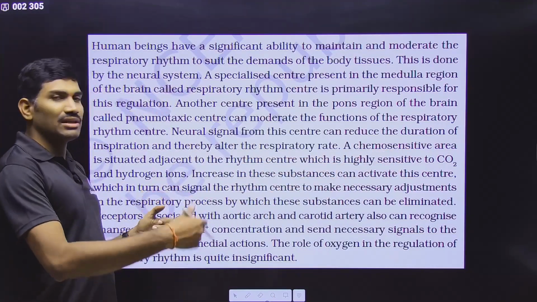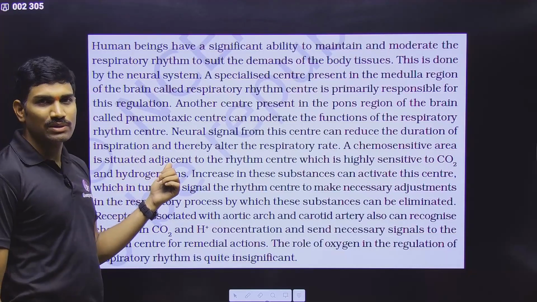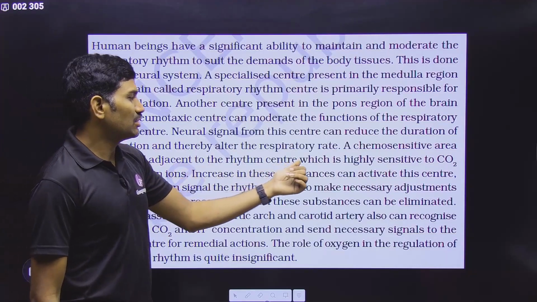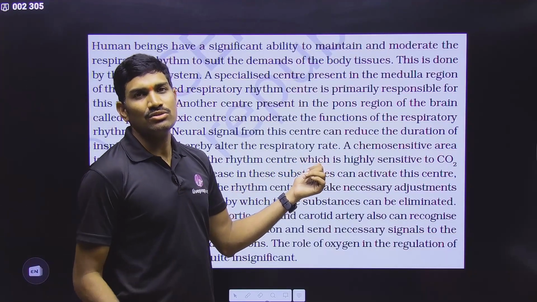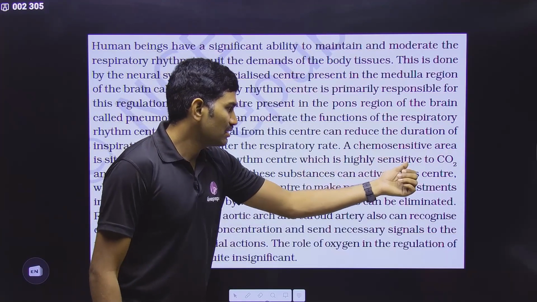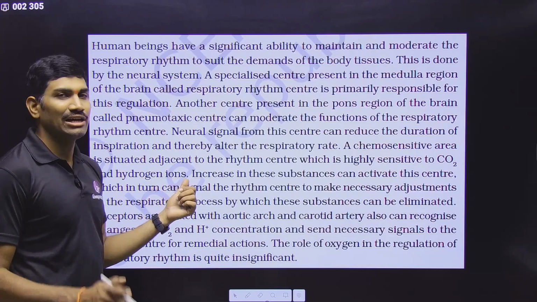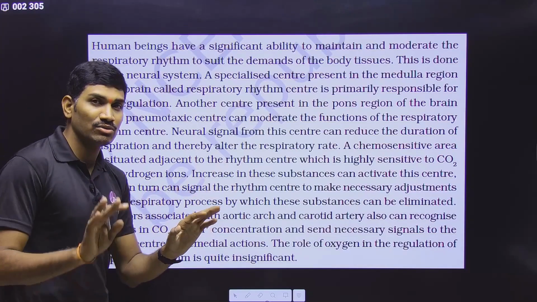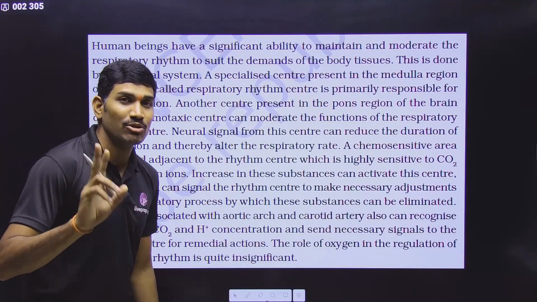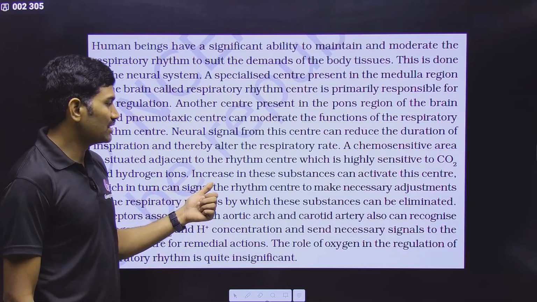A separate chemosensitive area is situated adjacent to the respiratory rhythm center, nearer to it, and it is highly sensitive to CO2 and hydrogen ions. Please remember, only CO2 and hydrogen ions are mentioned. They are not mentioning oxygen. So please observe carefully.